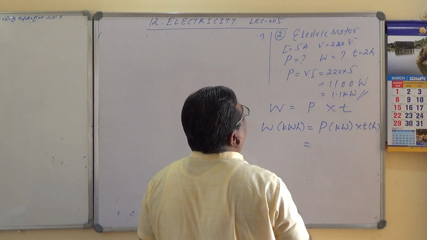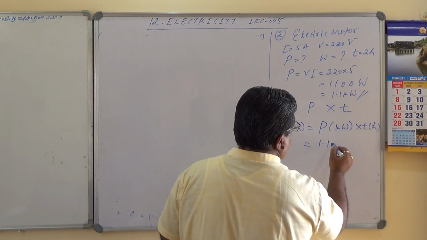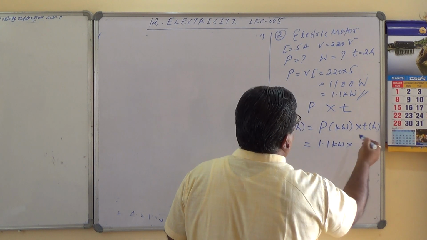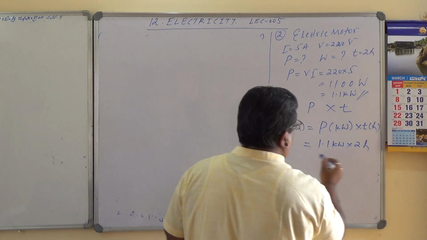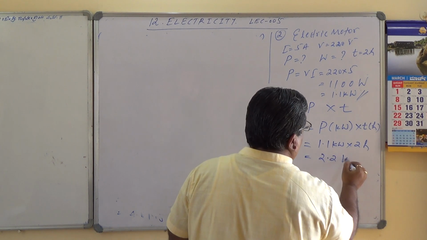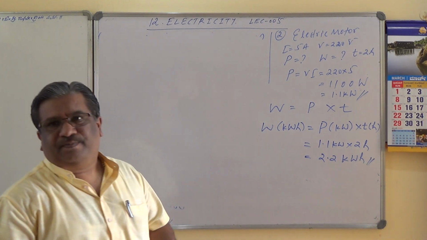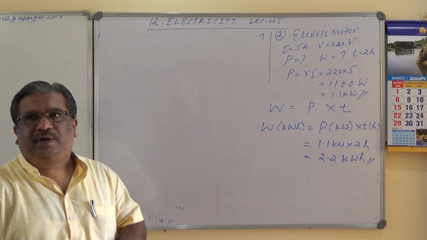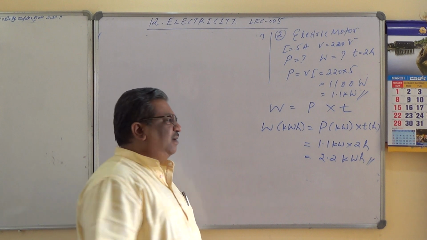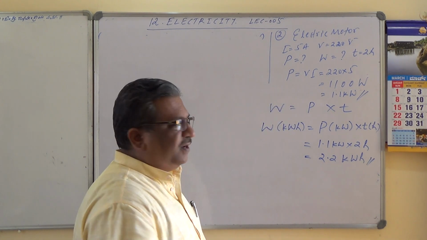And therefore, how much is the power here? 1.1 kilowatt. Directly I take, into time is 2 hours. And therefore, 2 ones are 2, 2 ones are 2, 2.2 kWh. This is the energy consumption. 2.2 kWh. And remember, if you want to convert it into joules, you can definitely convert.